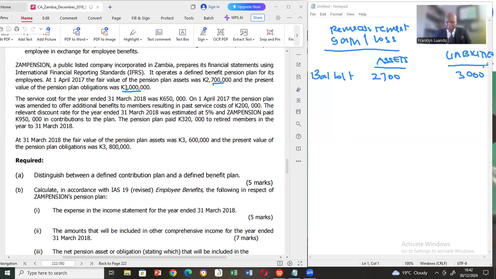And now we have the past service. The past service cost is how much? 200. Current service cost 650.